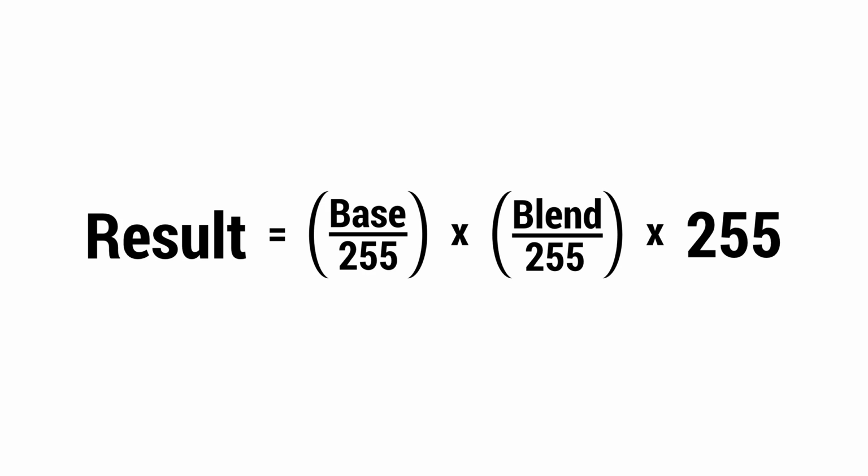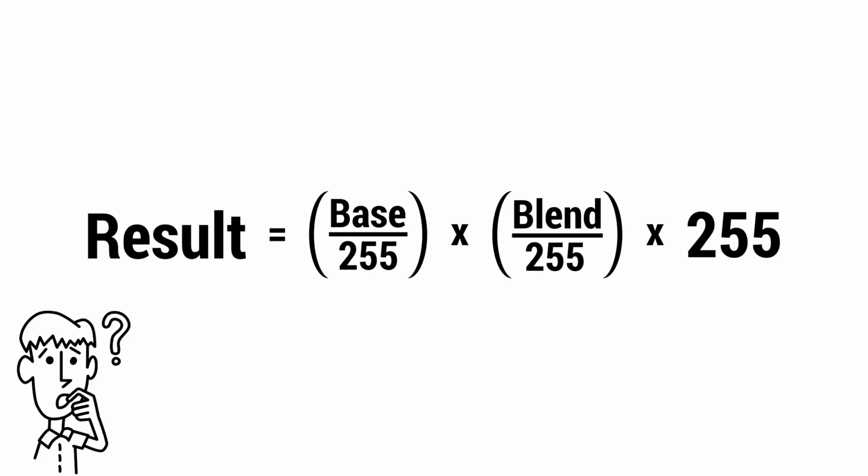Using this equation, the multiply blend mode will take the color value of the base layer and then divide that by 255. Then it will multiply that by the blend layer's color value divided by 255, and then multiply the whole thing by 255. That will give you the new color value for each pixel in your resulting image. So now that I've told you what the secret formula is, I'm sure you know exactly how the multiply blend mode works. Well, not really.